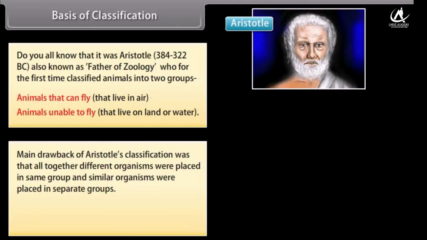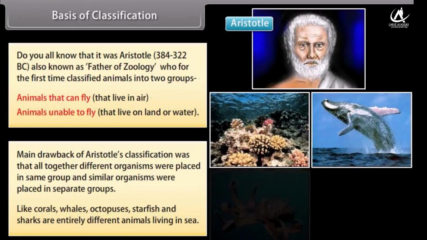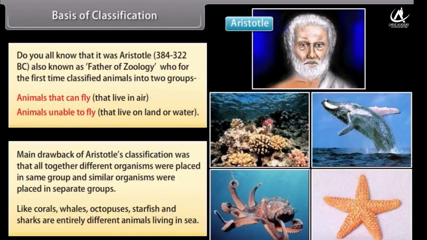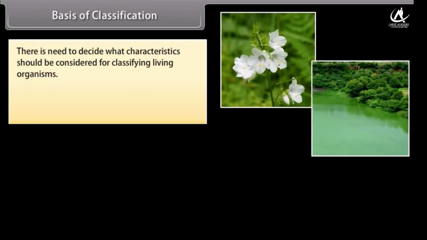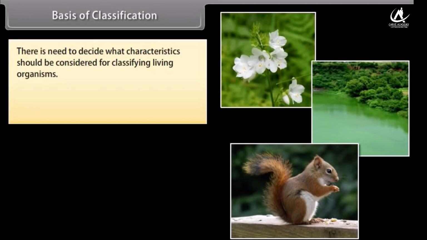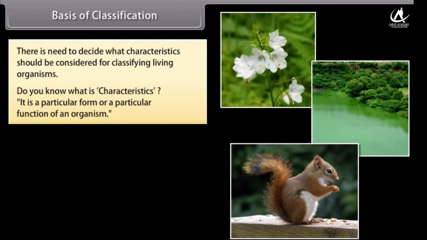The main drawback of Aristotle's classification was that altogether different organisms were placed in the same group and similar organisms were placed in separate groups. Like corals, whales, octopuses, starfish, and sharks are entirely different animals living in the sea. So there is a need to decide what characteristics should be considered for classifying living organisms. Do you know what a characteristic is? I think it is a particular form or a particular function of an organism.